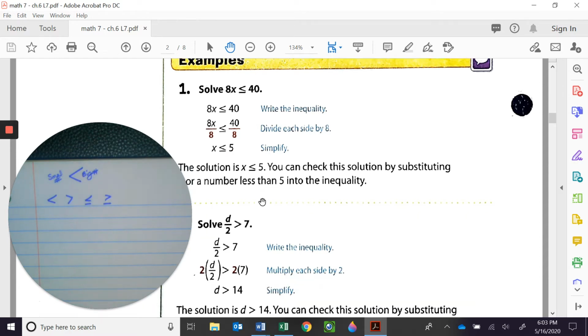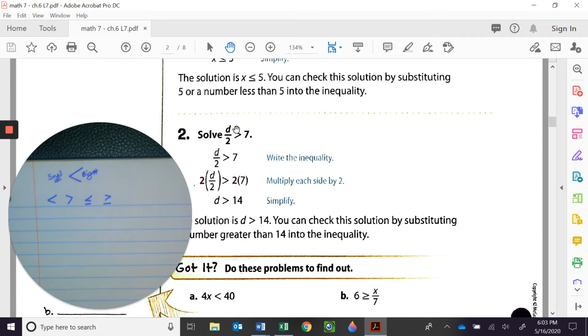All right, let's look at number 2. So d over 2 is greater than 7. All right, that's how you say that. Then because this is a division problem, we do the opposite. So we're going to multiply by 2. And so we get d is greater than 14. Okay?